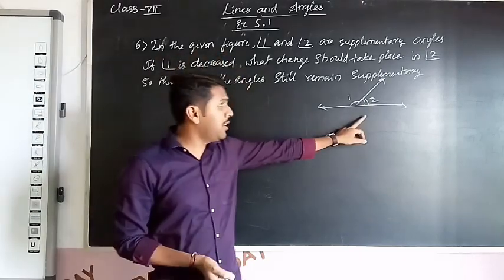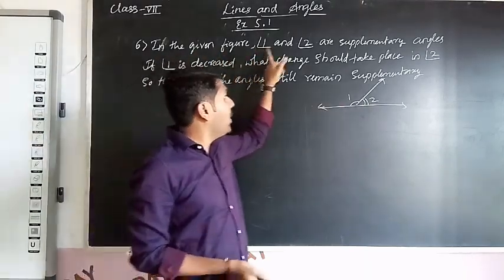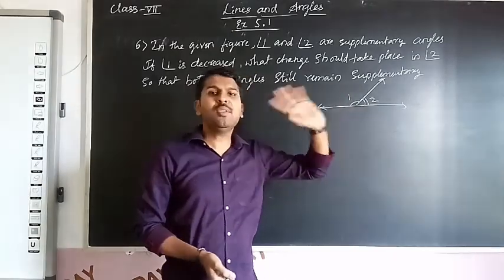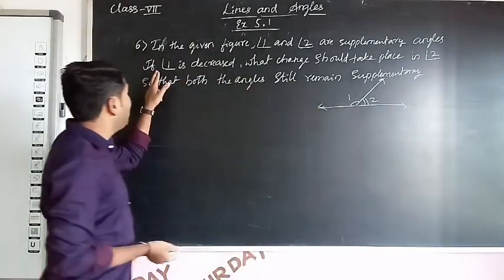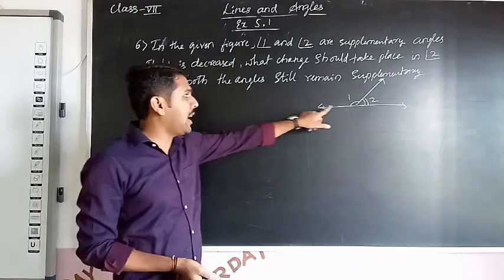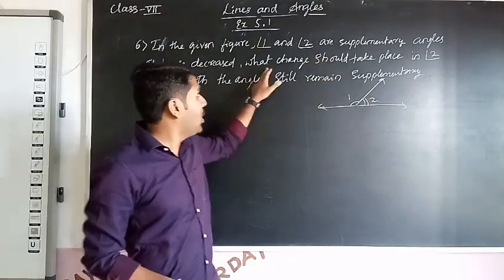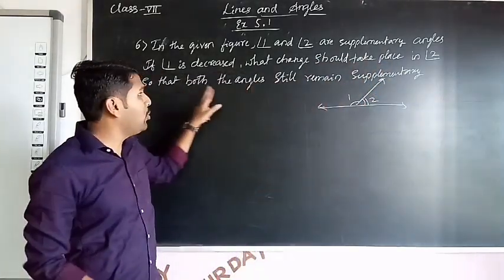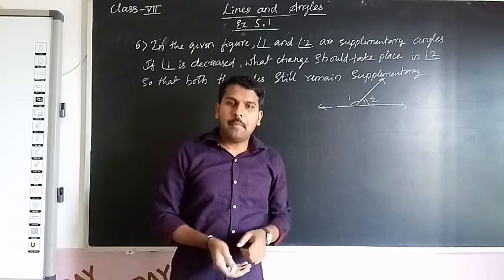See the next question, 6.1. In the given figure, angle 1 and angle 2 are supplementary angles. Supplementary angles means the sum of these two equals 180 degrees. If angle 1 is decreased, what change should take place in angle 2, so that both the angles still remain supplementary?